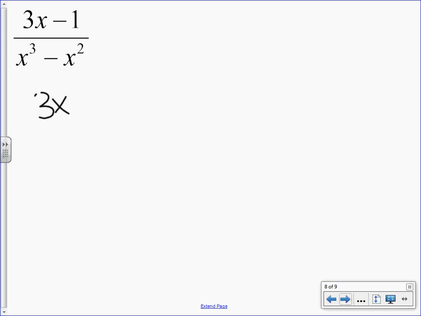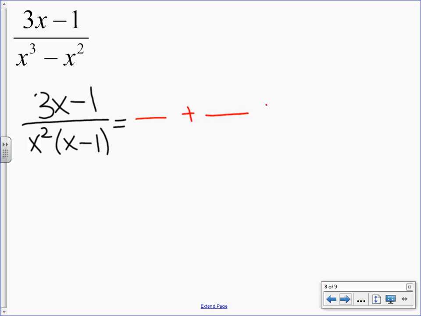Denominator, what is it? X squared times x squared minus 1. Wait, x minus 1. You got it, you got it. Okay. Be very careful. How many factors are downstairs? 3. There are 3. What should go here? What should go here? X squared, and what should go here? Okay, here? A.